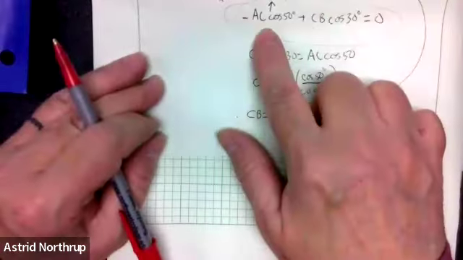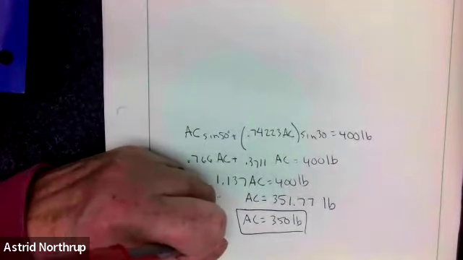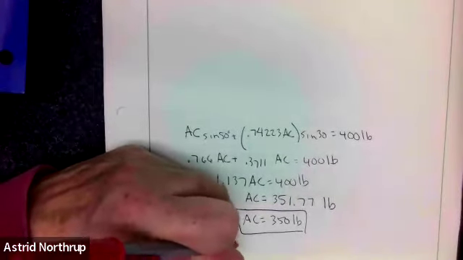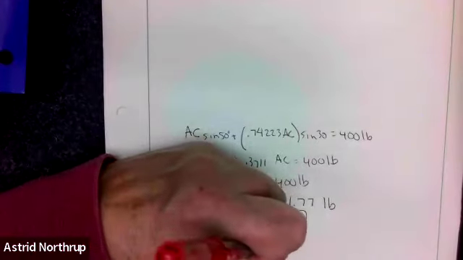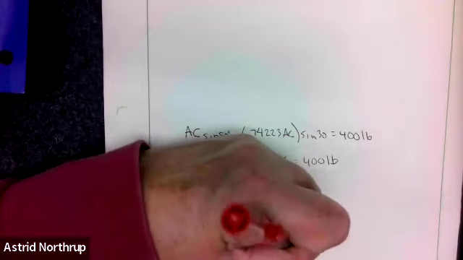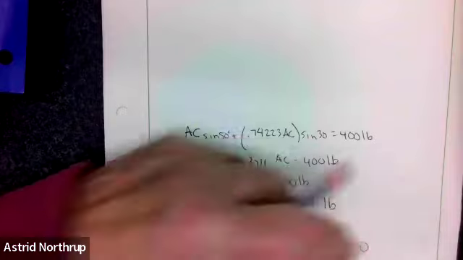Okay, so this tells me I have negative AC. So negative 351.77 pounds times the cosine of 50 plus CB times the cosine of 30 equals 0.